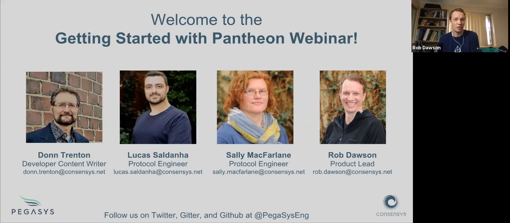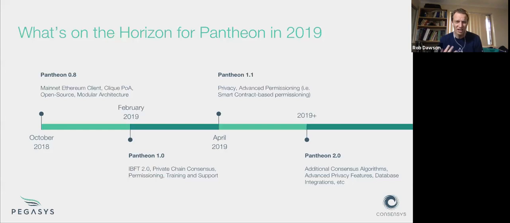We're going to just have a quick look at the Pantheon roadmap. And this is really to give you a bit of a feel for where we are as a product and what you're actually learning how to use. So we've just released the Pantheon 0.8 version, and I say just, it's actually getting to be a little while ago. So that was in October, and we just released last week the 0.8.3 version of it.